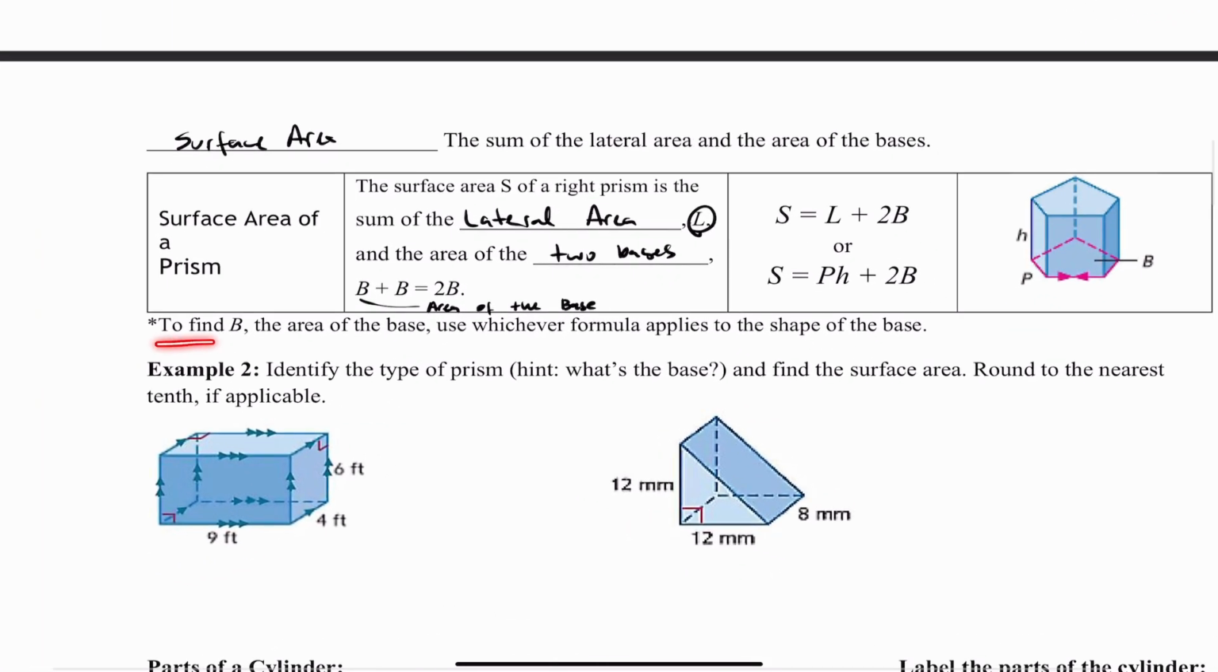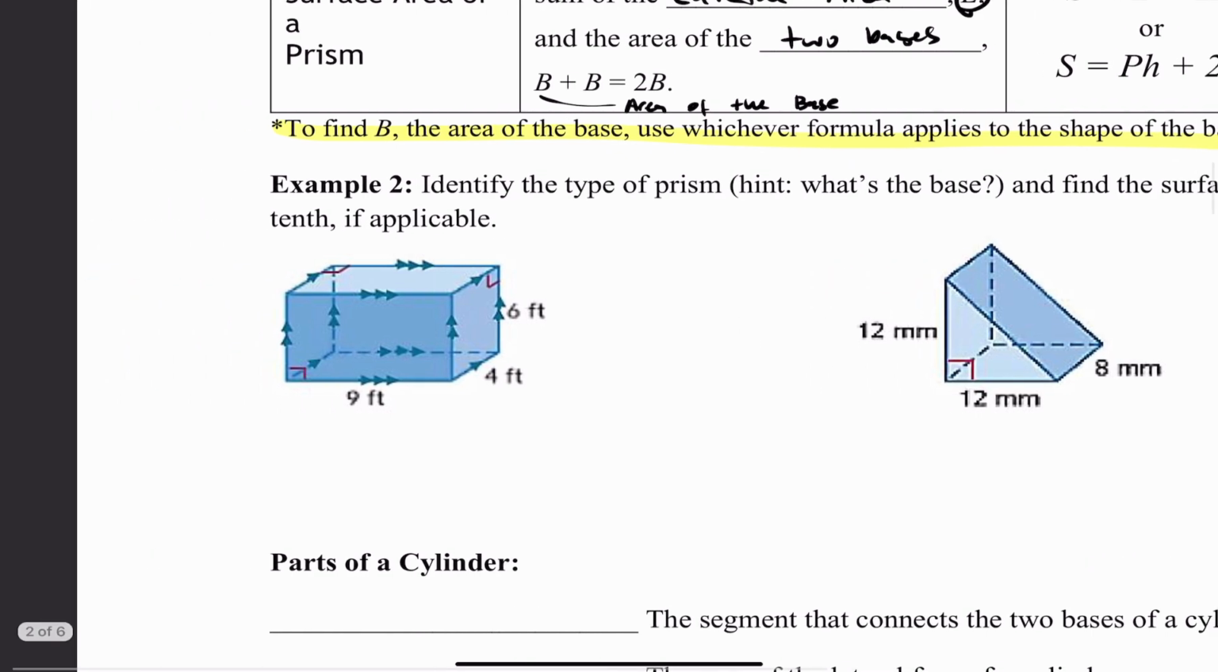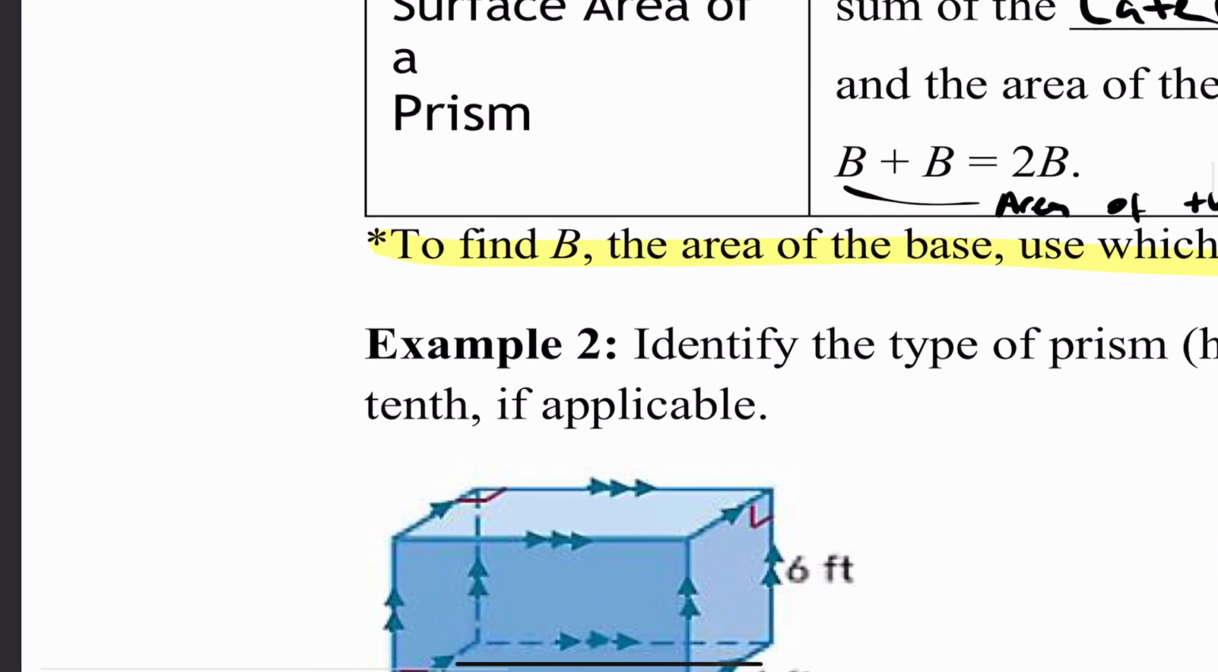And it says right here, to find B, the area of the base, use whichever formula applies to the shape of the base. Super important that you know this, okay? You have to differentiate big B, capital B, and lowercase b. Big B means the area of the base, okay? So I'm going to write that again. We already said it over here, but we can also say it over here as well. Big B means area of the base of the prism.